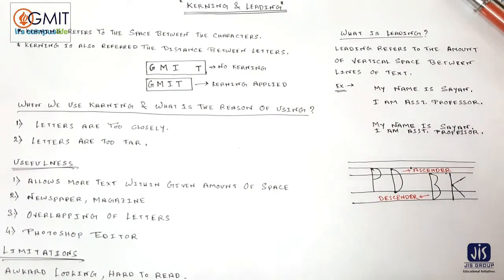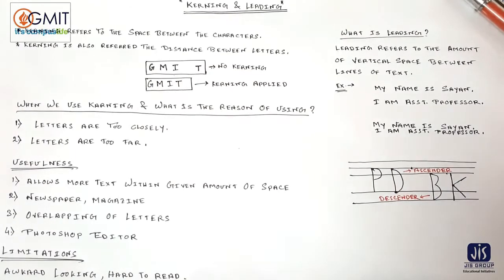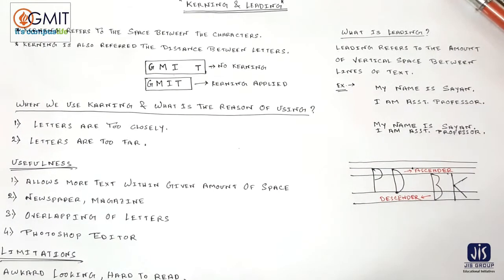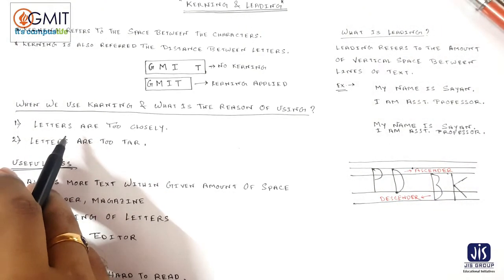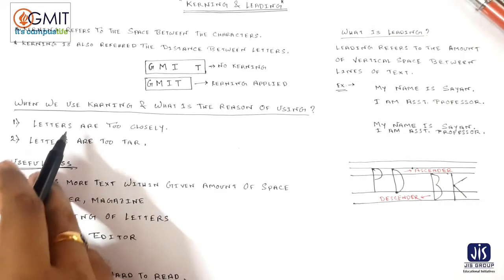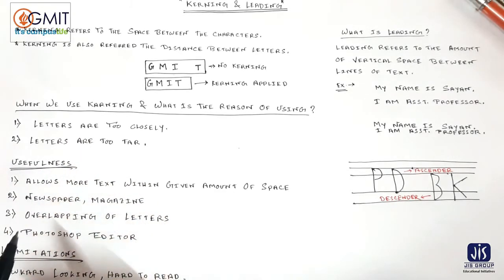What is kerning? Example of kerning. When we use kerning, these are the 2 points, and usefulness of kerning, these are the 4 points, and limitation of kerning. If you are asked for kerning, write a short note on kerning for 5 marks or 3 marks. It's very important for your semester exam, you know.